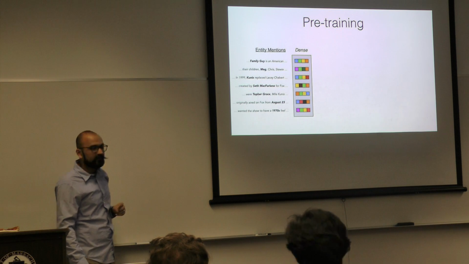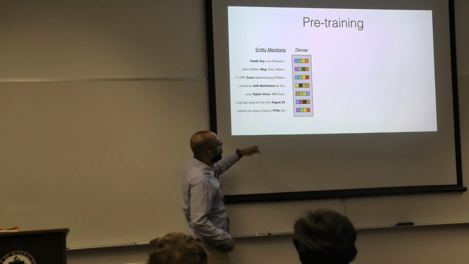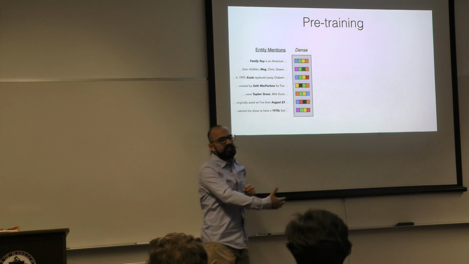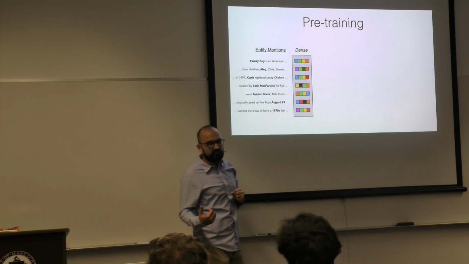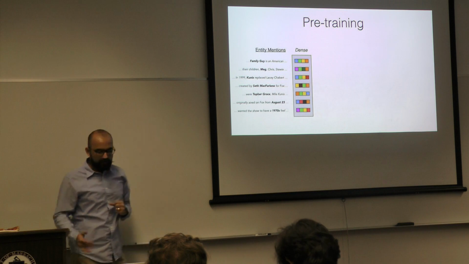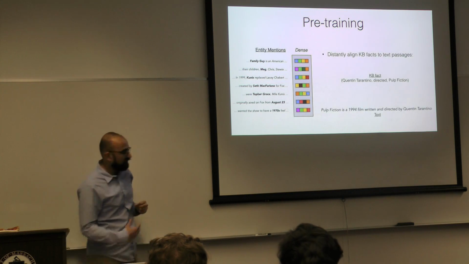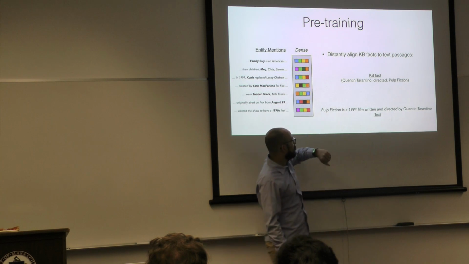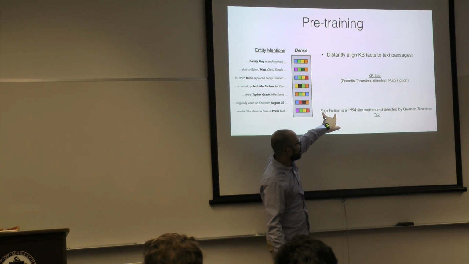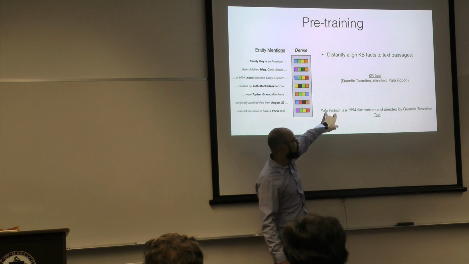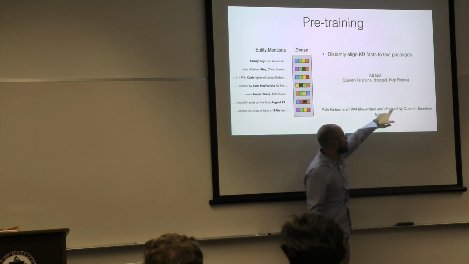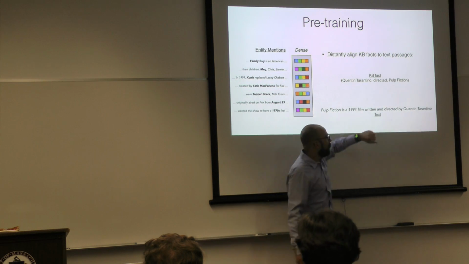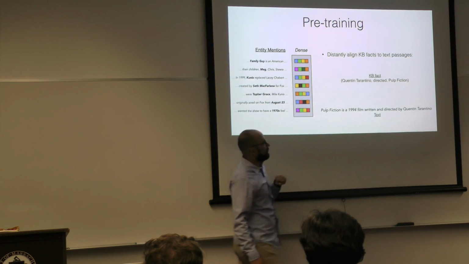So how do we get the dense part? Well, the goal for this dense vector for each mention is to capture the relational information around that mention. If I have a sentence like Pulp Fiction is a 1994 film written and directed by Quentin Tarantino, I want the dense vector associated with Pulp Fiction to capture the relations it enters into with these other entities. Like it was directed by Quentin Tarantino, or it was released in 1994.